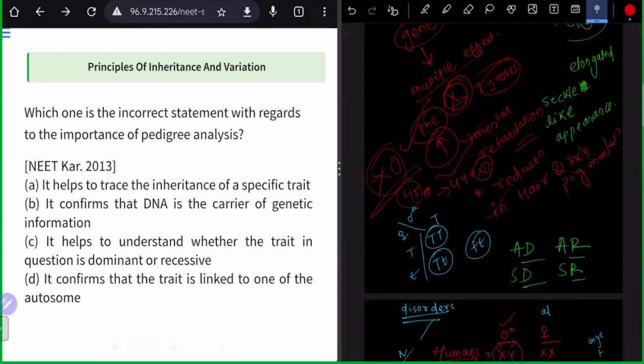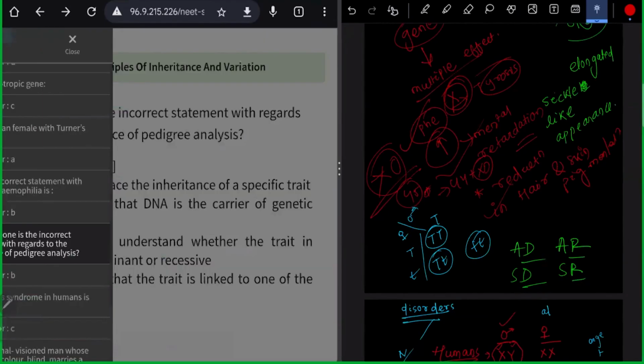It does not confirm that DNA is the carrier of genetic information. Here in option B, it is written that it confirms that DNA is the carrier of genetic information. But you will be reading in the next chapter, molecular basis of inheritance, the Griffith experiment and other experiments. They confirm that DNA is the genetic material. So the incorrect statement is option B.